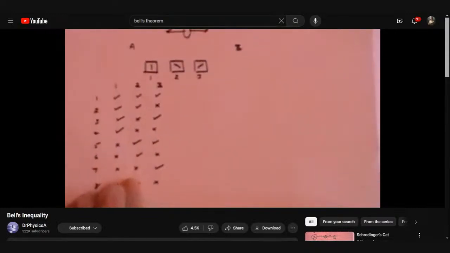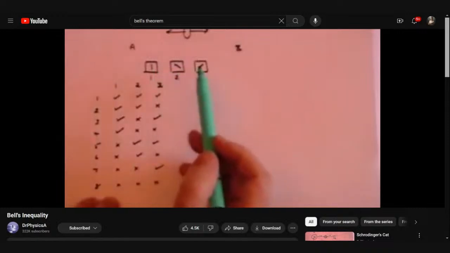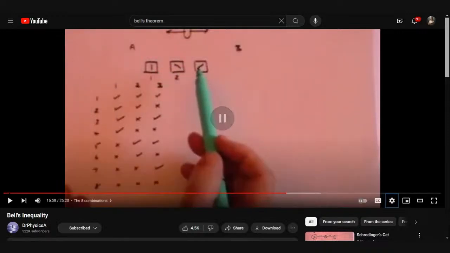Now let's look at the experiment which Alice and Bob do. They are each randomly going to pick up one of their polarizers and see if their photon will go through. There's no point in... Is there a point?